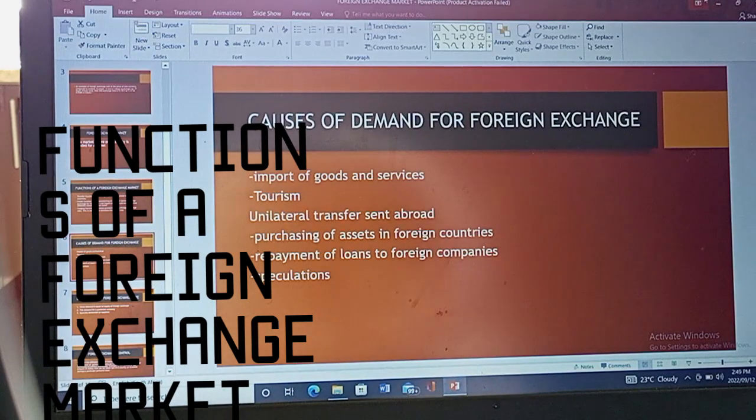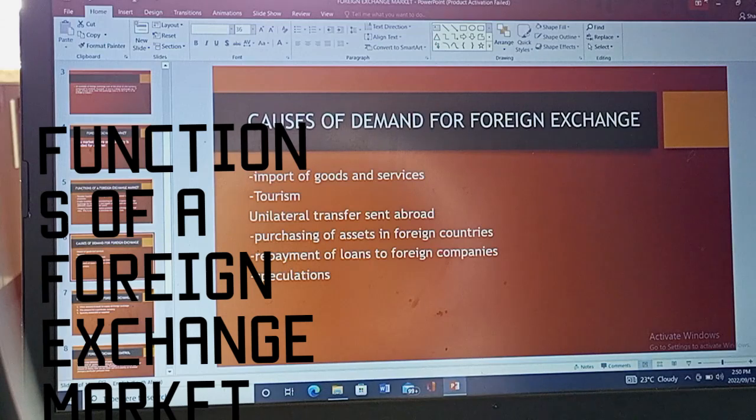Also for tourism. If I am a tourist living in Canada or the US and I need to visit places of attraction, I cannot go there and pay in my currency because they do not spend that money in that country. Therefore, I would have to convert my currency into US currency, British pounds, or the euro. That is the only way I will be able to pay for services in that country.